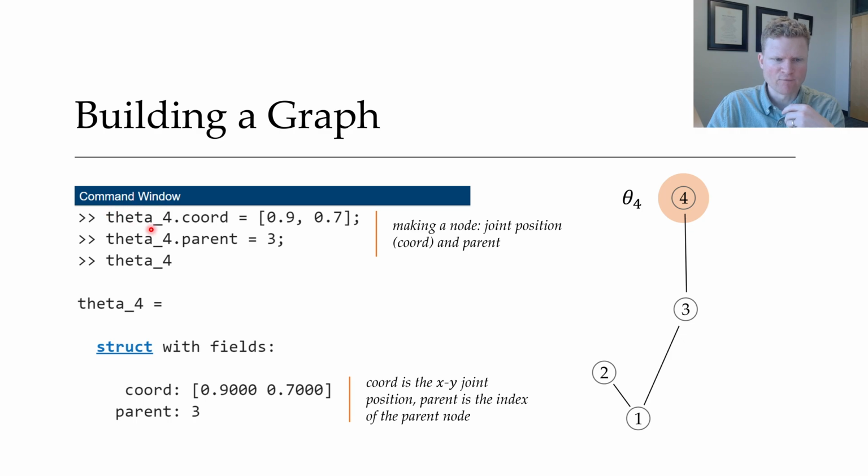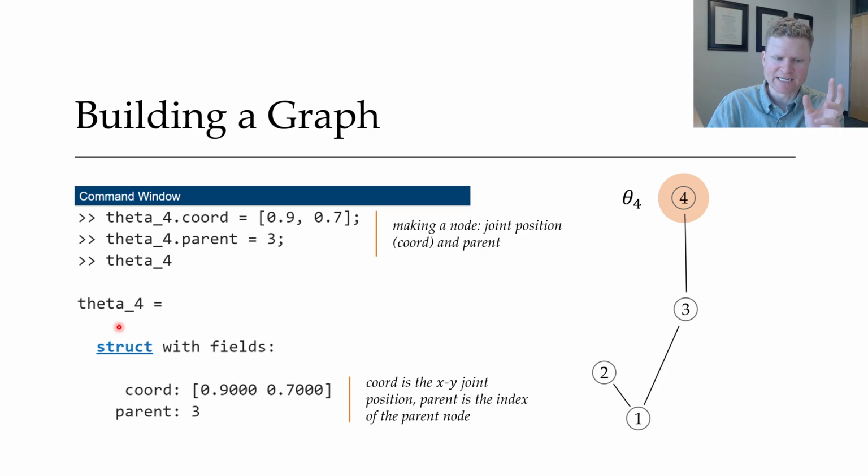So for my node theta 4, I'm assigning the coordinates X, Y. And for this example, I picked 0.9, 0.7. Again, just some coordinates that correspond to where this joint position is. So that's part of the node. The other part of the node is its connection, its parent. And in our graph, the parent is node number 3. So I'm going to declare that the parent of theta 4 is 3. And these are the two lines I need to declare this node in MATLAB.